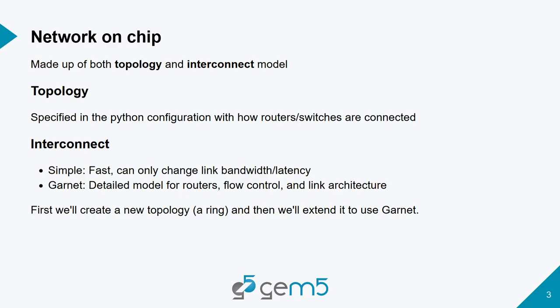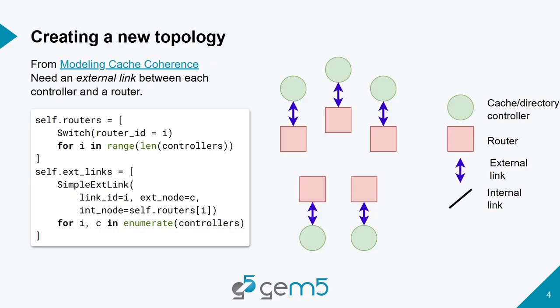Garnet also models things like serialization and deserialization and clock domain crossings as well. And I think it can model 3D, like TSVs, in the interconnect. So first we're going to create a simple ring topology, and then we're going to extend that ring topology to use Garnet instead of the simple network.